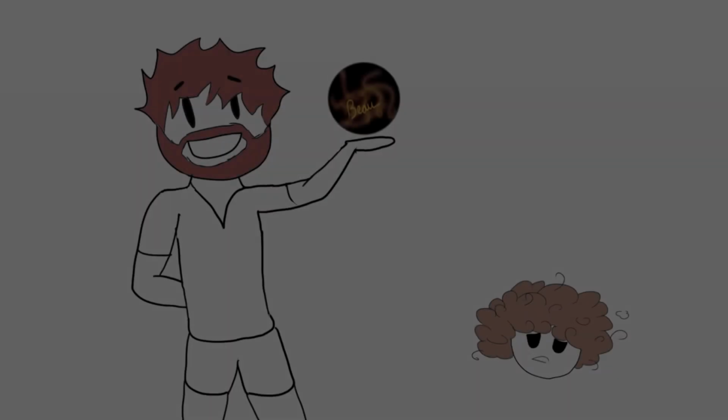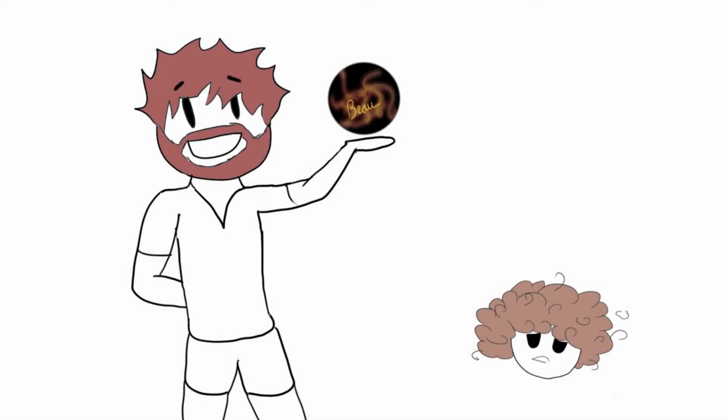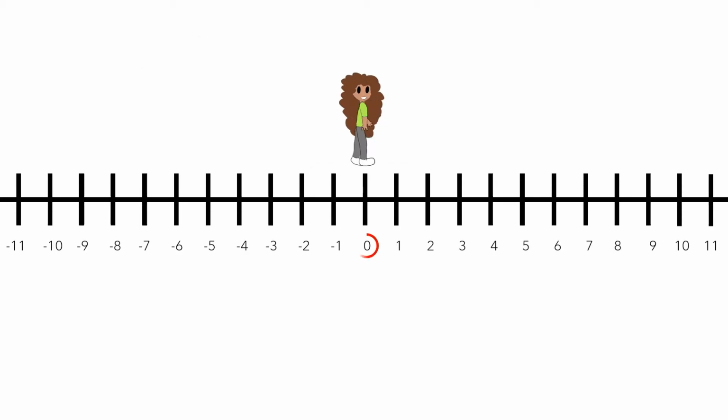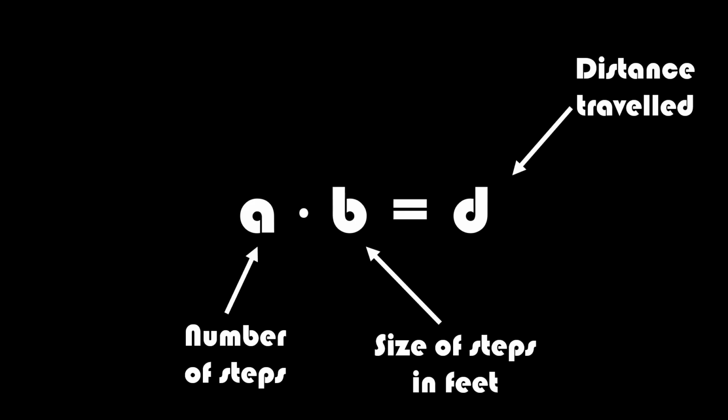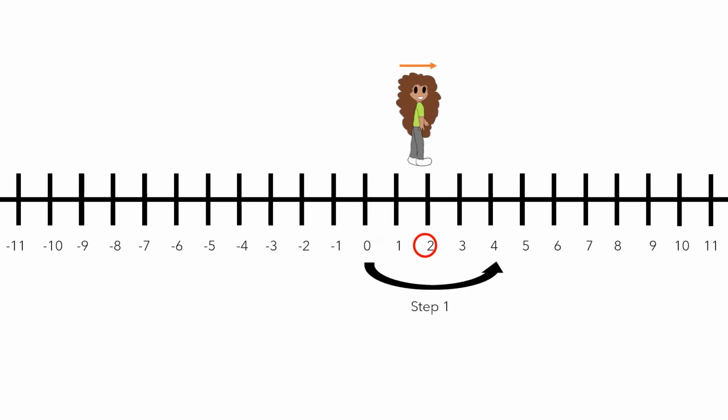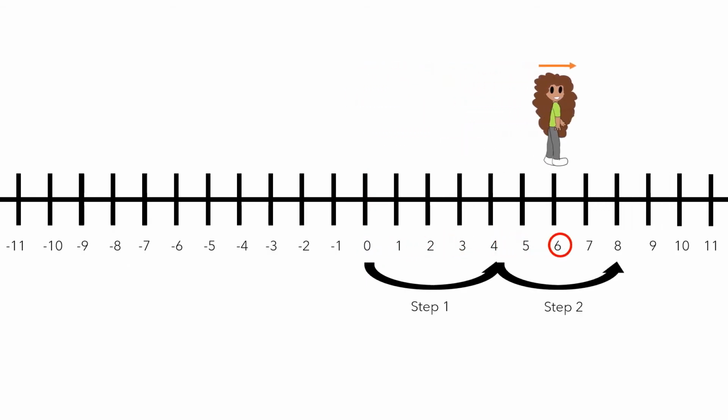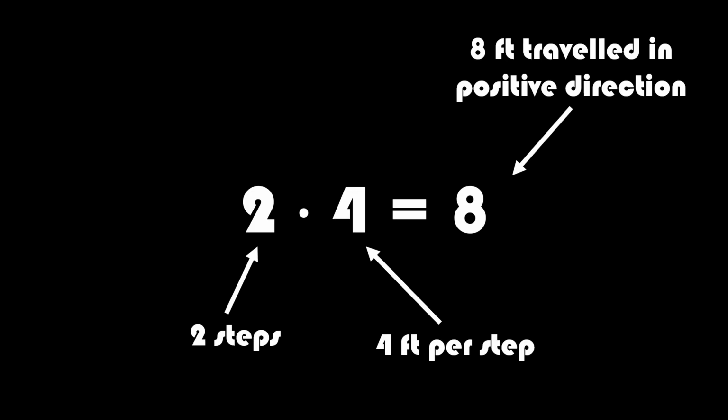If you are still having trouble visualizing how multiplication on the number line works with negatives, try this. Let's say Hilda is walking down the street, and let's say her starting place is 0. And by default, she is facing the positive direction. When we multiply two numbers together, the first number is the number of steps she takes, and the second one is the length of those steps in feet. For example, 2 times 4 means Hilda takes 2 steps of length 4 feet. This takes her to a total distance of 8 feet traveled.